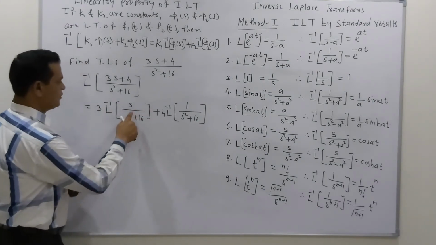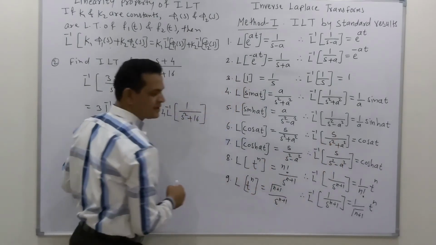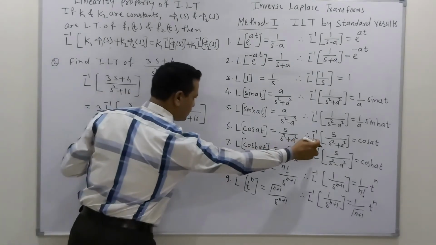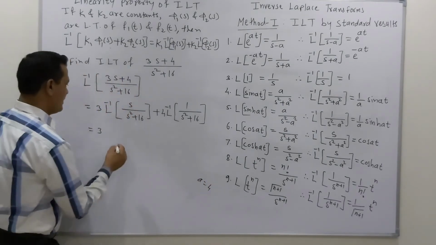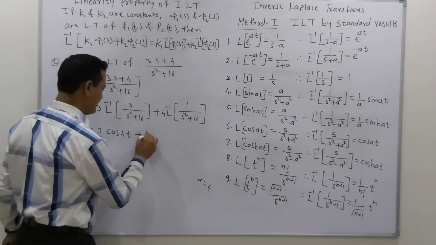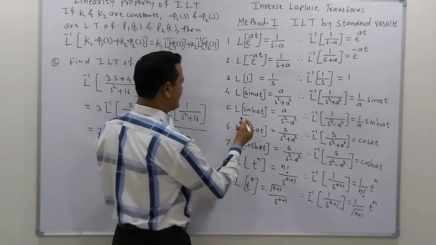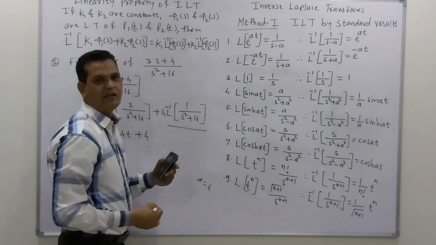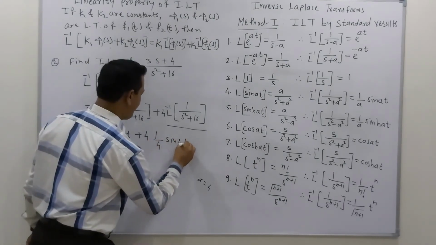Now observe the first term, s upon s square plus 16. Apply result number 6. We can directly write the value of this term as 3 times, after comparing with result number 6, we get a as 4, because 4 square is 16, so cos of 4t, plus 4 is constant. Then if we compare this term with result number 4, this is 1 upon s square plus a square, where a square is 16, so a is 4. So we can write this as 1 upon 4 into sine of 4t.